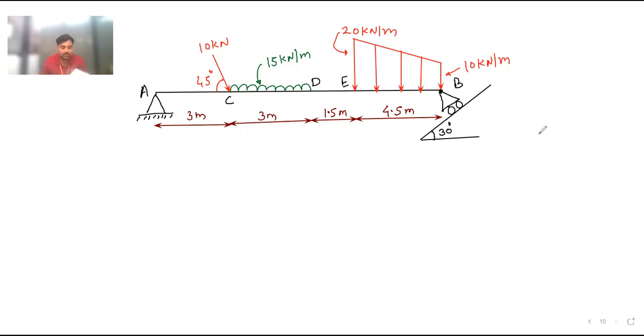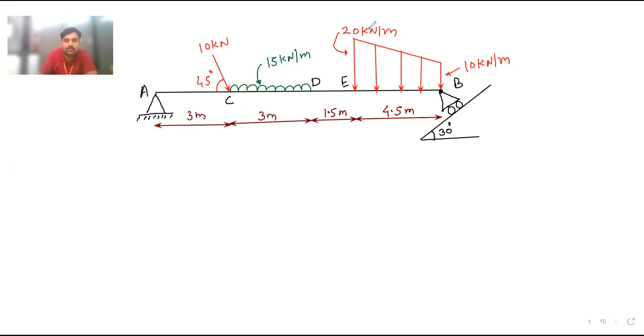Okay. So have you solved the numerical? What is the answer? How are you going to solve it, what have you done?